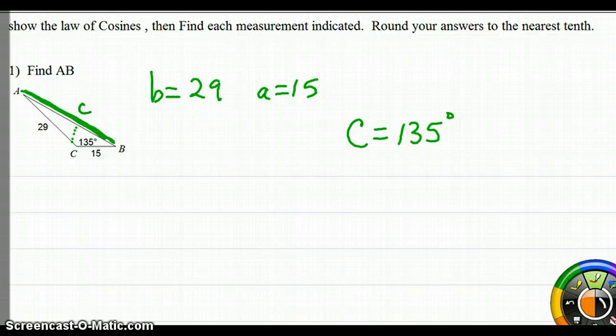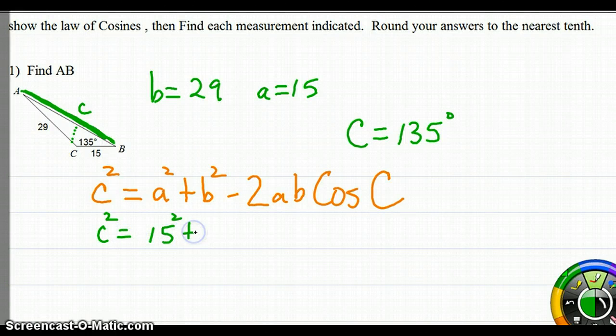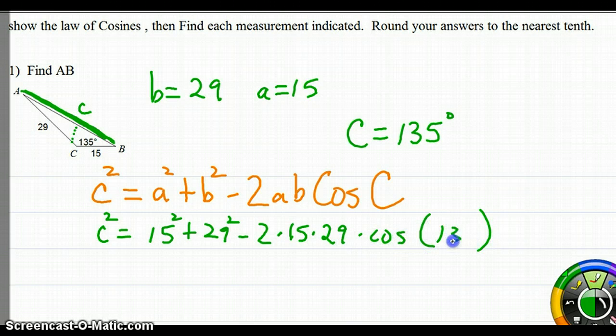Let's look at the law of cosines that you just copied down. The law of cosines that finds C squared is A squared plus B squared minus 2AB times the cosine of C. How do you determine which one of these law of cosines you want to use? It depends on what side you want to find. So let's find what C squared equals. C squared equals A squared plus B squared minus 2 times A times B times the cosine of C, and C in this case equals 135.